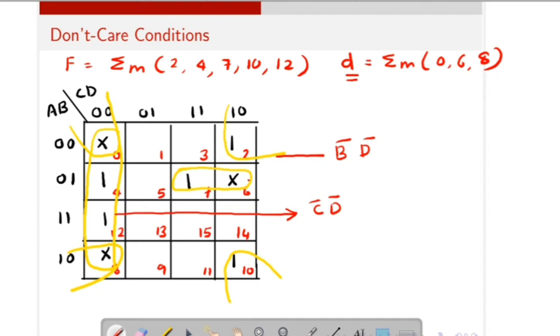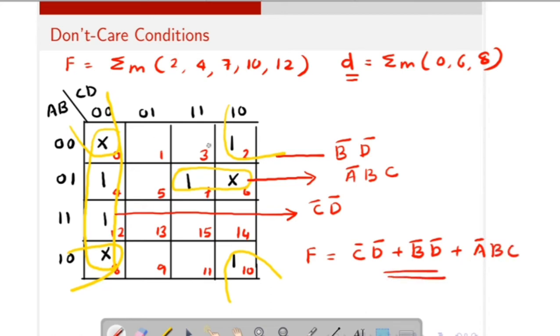Then for this pair, A bar, B, here it is D cancelled, C. Okay, so our simplified expression is F is equal to C bar D bar plus B bar D bar plus A bar D C.